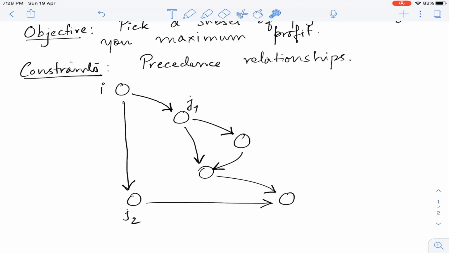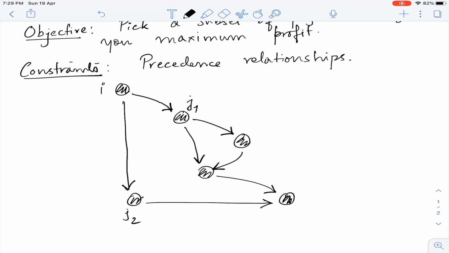In particular, let's see. Suppose you want to pick I. You really think that I is going to give you a very good profit, but then because of this precedence relationship, you must finish J1, you must finish J2. But remember, if you want to finish J2, you must finish this guy as well. Similarly, if you want to finish J1, then you have to finish this guy as well, and this guy as well. This example is not really the best one. It turns out that you essentially have to finish everything if you want to finish I.